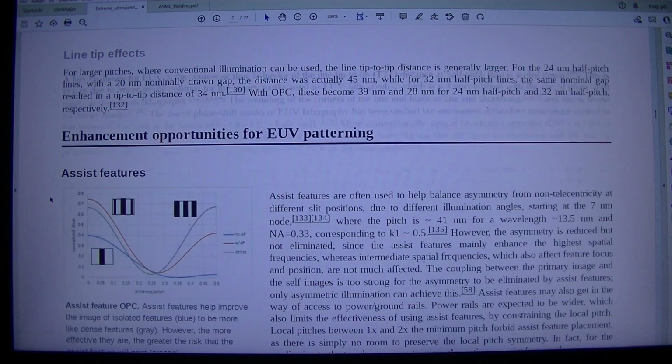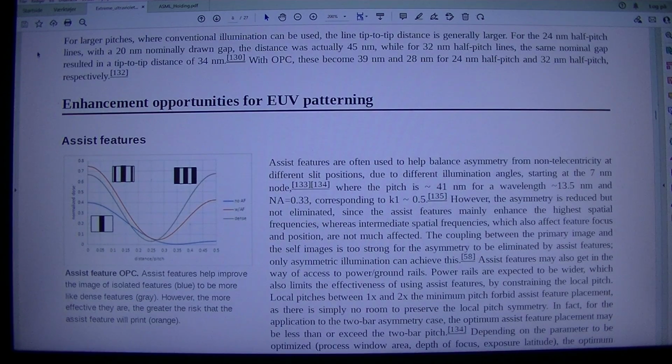[131] For larger pitches, where conventional illumination can be used, the line tip-to-tip distance is generally larger. For the 24 nm half-pitch lines, with a 20 nm nominally drawn gap, the distance was actually 45 nm, while for 32 nm half-pitch lines, the same nominal gap resulted in a tip-to-tip distance of 34 nm.[130] With OPC, these become 39 nm and 28 nm for 24 nm half-pitch and 32 nm half-pitch respectively.